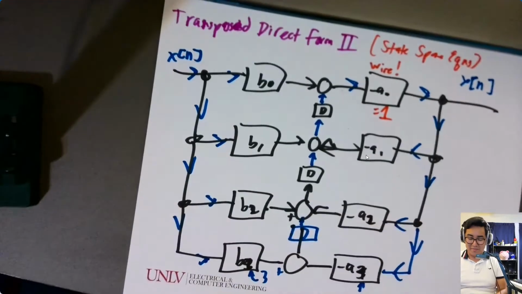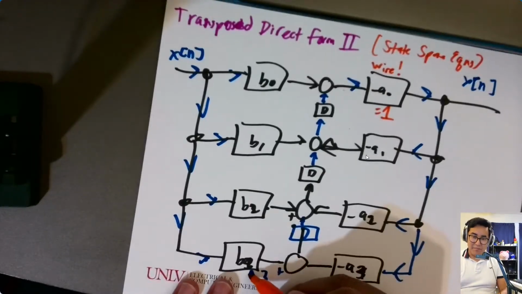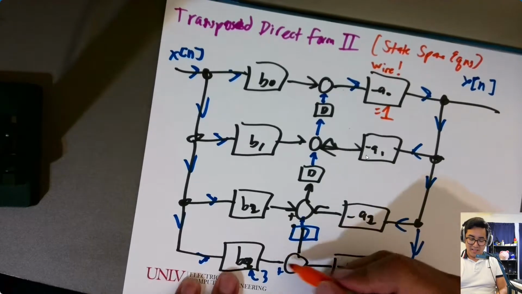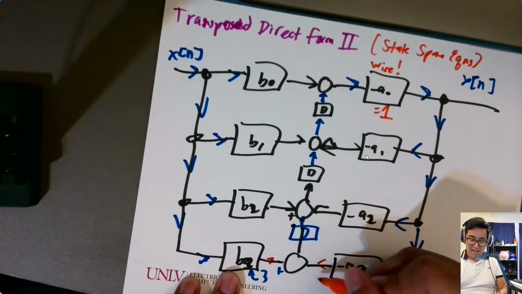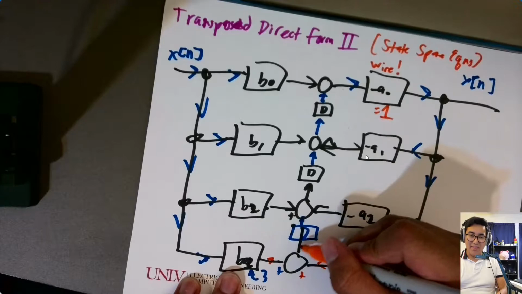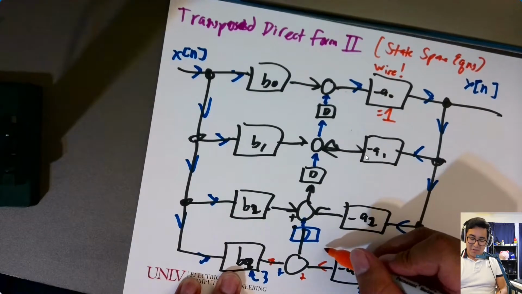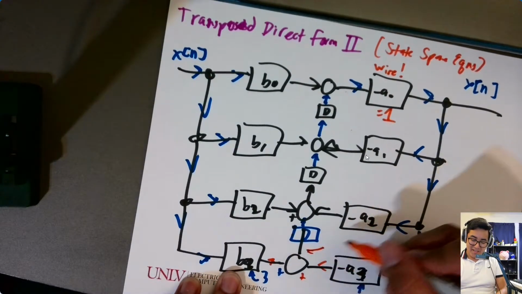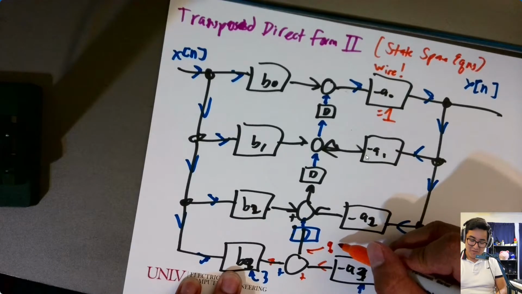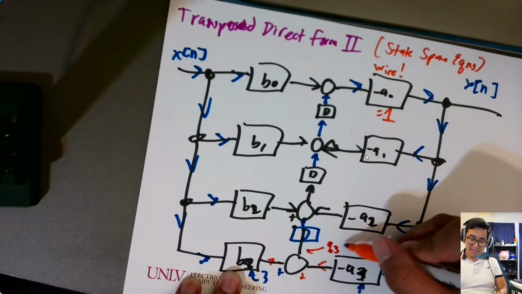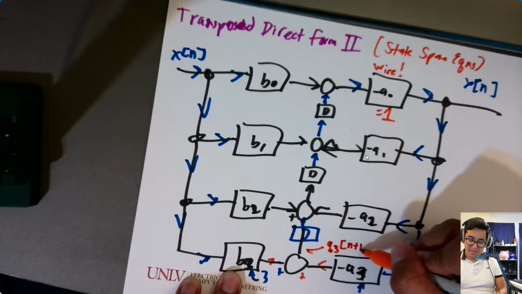Actually, let's start here. It's much easier. We have B3 and A3. They come into here, and then they get added. And then what's our output? We will define this node as Q of 3 of n plus 1.